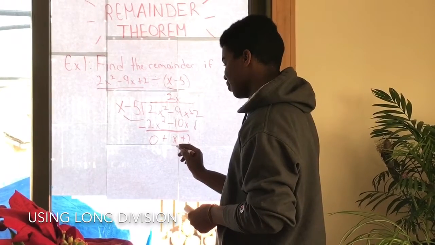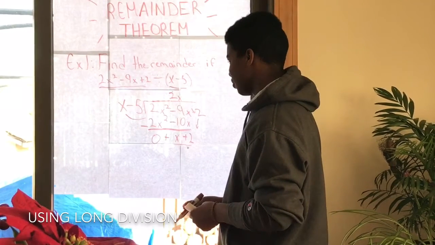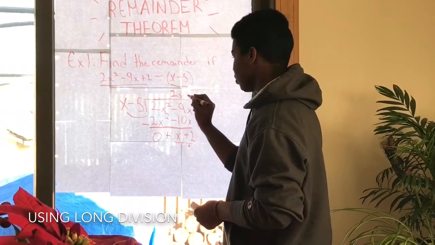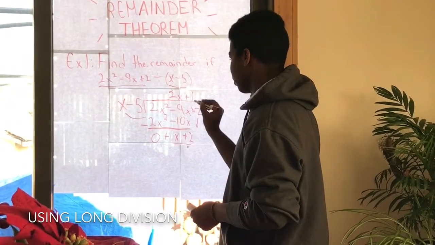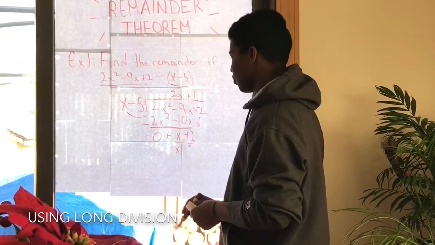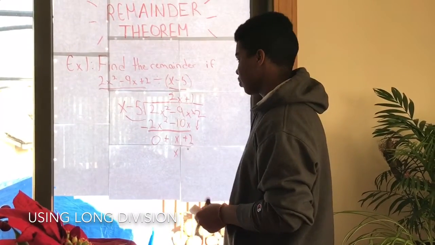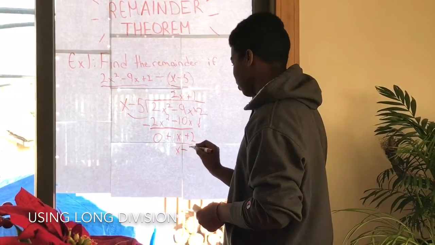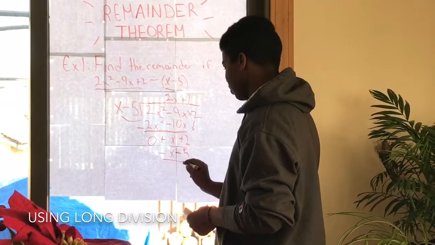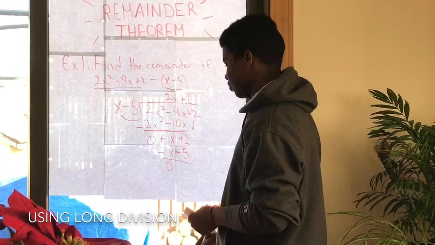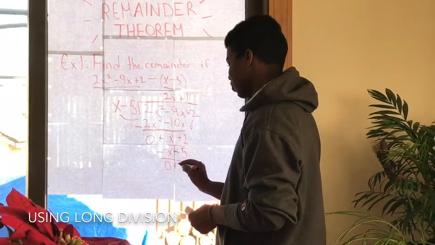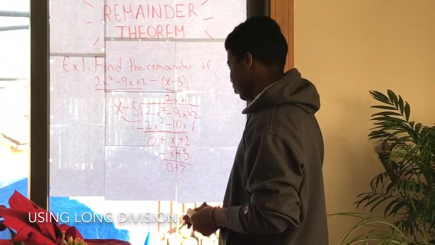And then you're going to repeat the same steps as before. So what times x equals x, which would be plus 1. So 1 times x equals x, and 1 times negative 5 gives you negative 5. And you'll subtract. And then x minus x is 0, and then 2 minus negative 5 is 7, because you'll add 2 plus 5. So your remainder is positive 7.